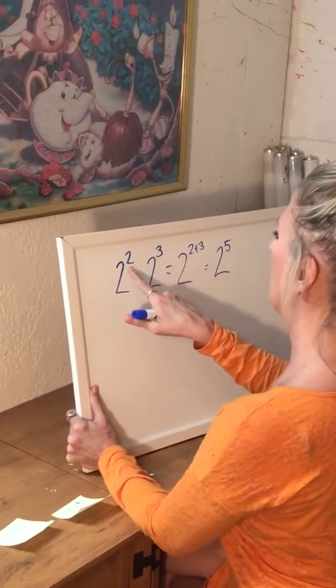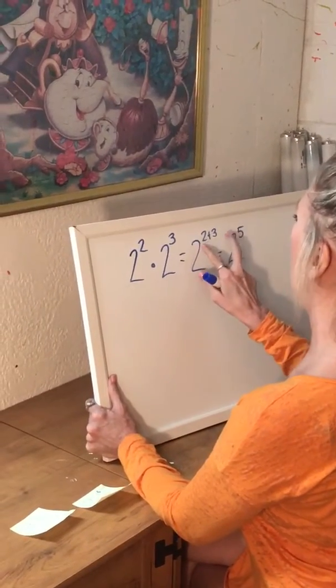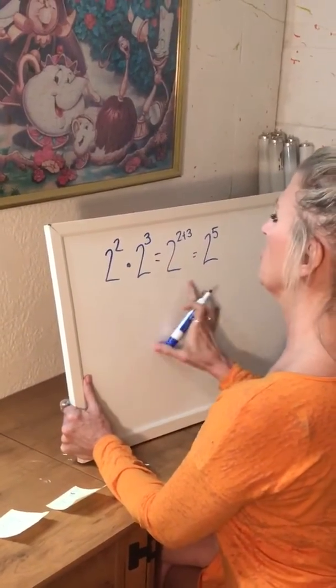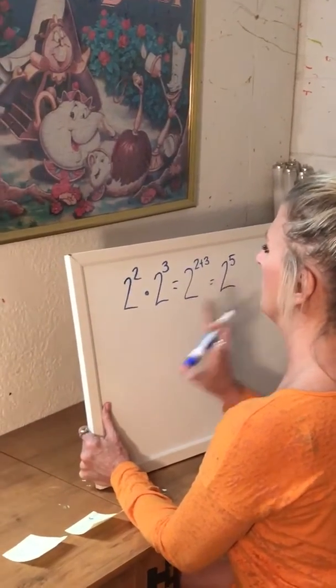All I did was take my 2 and my 3 exponents, kept my base, and then I added my exponents, which would give me a 5. Remember this rule. This is a very important rule that we're going to be seeing a lot of this week. So guys, remember.